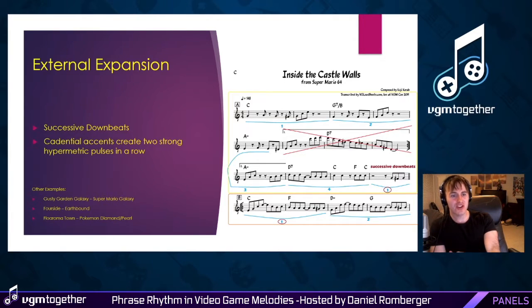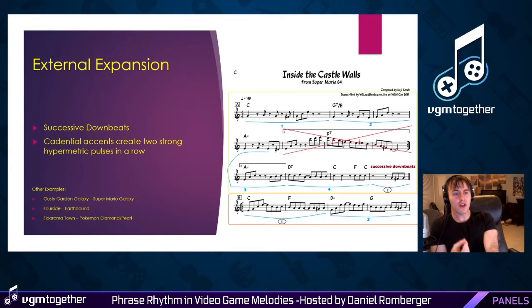So in that case, we had two strong hypermetric pulses in a row, and that's what caused successive downbeats there. Two ones in a row is successive downbeats. And I've listed a couple other examples here. I'm not going to talk about the other examples specifically, but if you're interested in this topic and want to follow along and see how you can relate it to the music that you listen to, then I recommend checking out these examples as a place to start. And also I will be available in the panel's chat, and you can feel free to DM me on Twitter or Discord or wherever, because I'm always happy to talk about this subject.